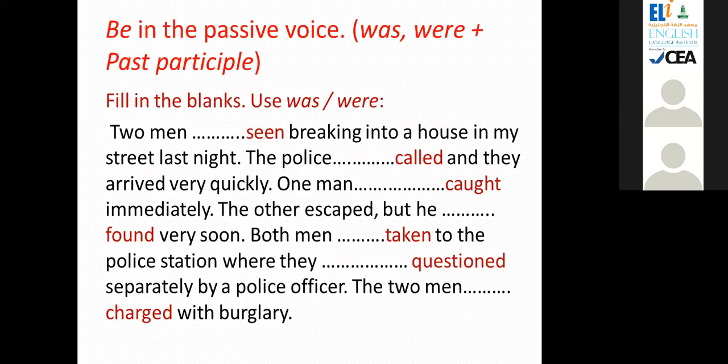Here, let's see be in the passive voice with was and were in the past, when you indicate the past in the passive voice. So I want you to fill the blanks using was or were. I will do the first one and you do the rest. Two men were seen breaking into a house in my street last night. I chose "were" because the subject here is two men. And we have here "last night" to indicate the past.